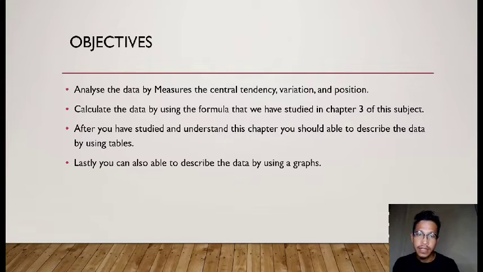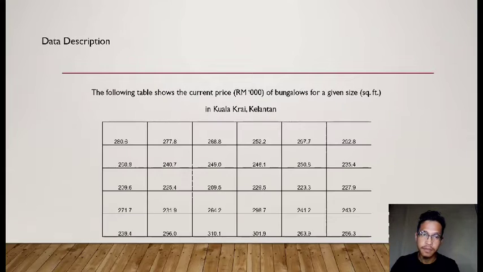After you have studied and understood this chapter, you should be able to describe the data by using a table. Lastly, you should also be able to describe the data by using a graph. Data description: the following table shows the current price of bungalows for a given site in Kuala Krai, Kelantan. We get the data from Appendix 1, which is given by our lecturer.